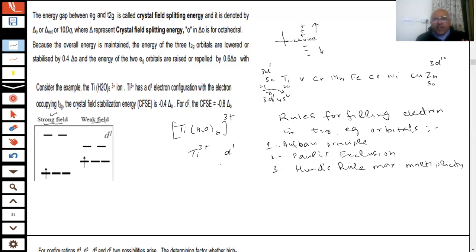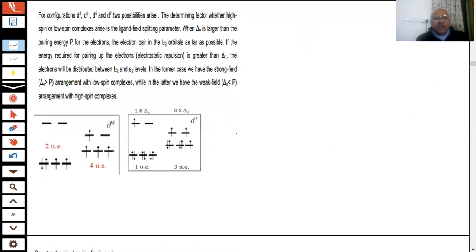Students, this much is clear to all of us. We have gone beyond the NCERT book a lot, students. For your information, this is not available there. So for the configurations d4 to d8, the possibility arises of high spin or low spin complexes. If delta O is larger than the pairing energy, then the electrons pair up as far as possible. If the energy of pairing of the electron is greater than delta O, electrons will be distributed to t2g and eg. That is case 1, case 2 that you have studied.